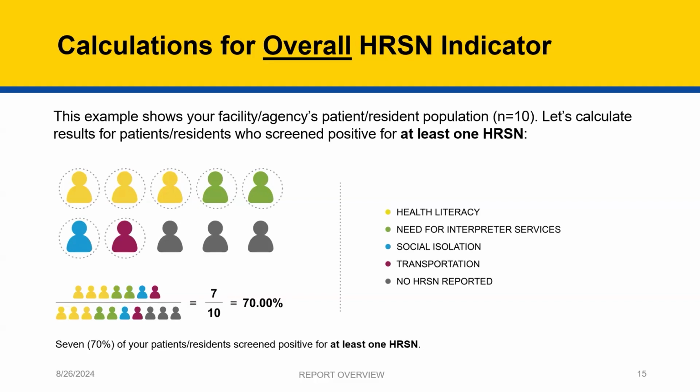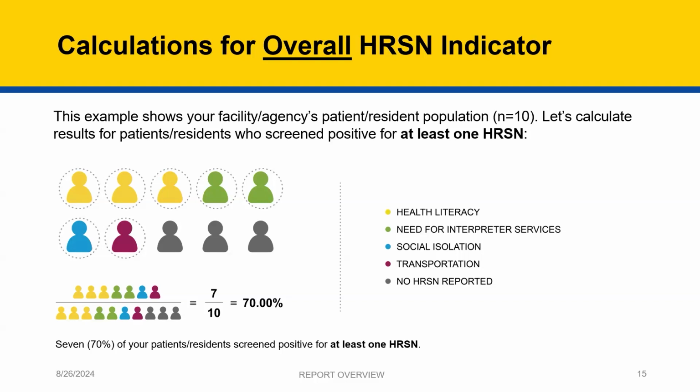Now let's take a look at how the overall HRSN indicator results are calculated. We will use the same example facility or agency from the previous slide. It has the same population of 10 and the same distribution of HRSNs. As before, the 4 HRSNs are represented by the different colors shown in the legend here, and patients or residents with no reported HRSNs are again represented by the color gray.